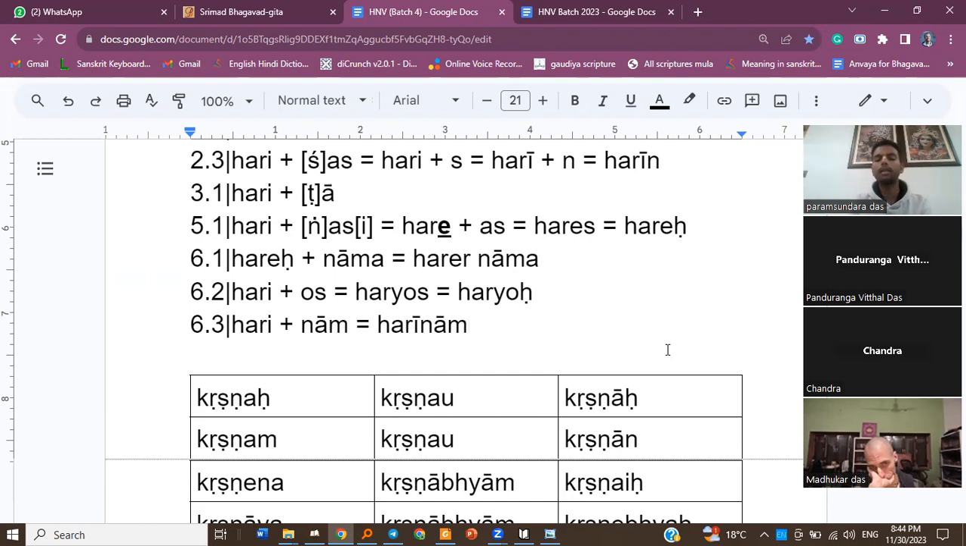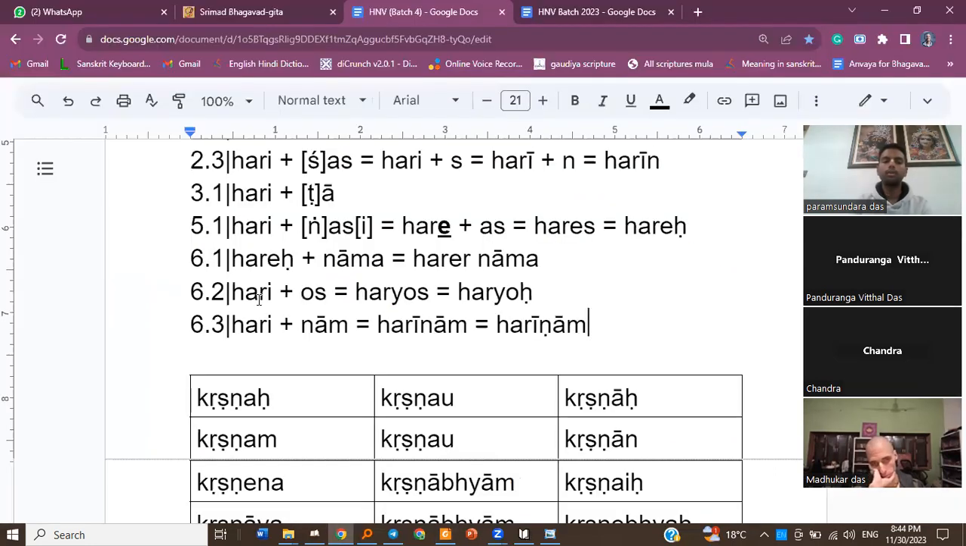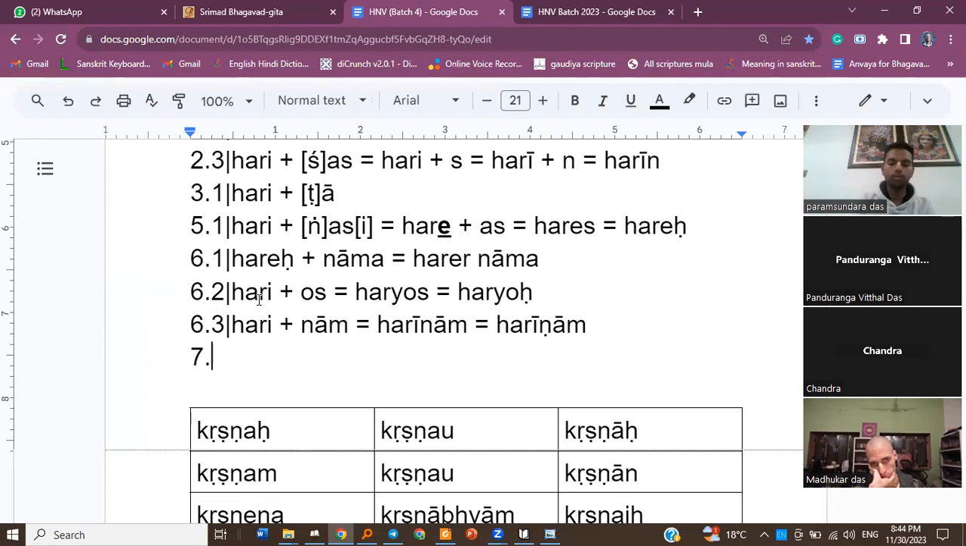Hari Nam. And then we apply 111th Rasha with that one. And by that one, the Na becomes Na. So we get Hari Nam. Okay, we're on the verge of completion. This one. So Hari. The next one is Ni.